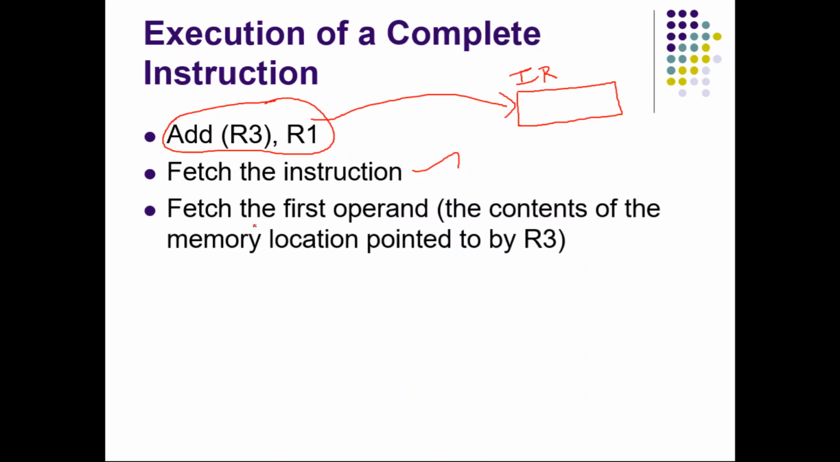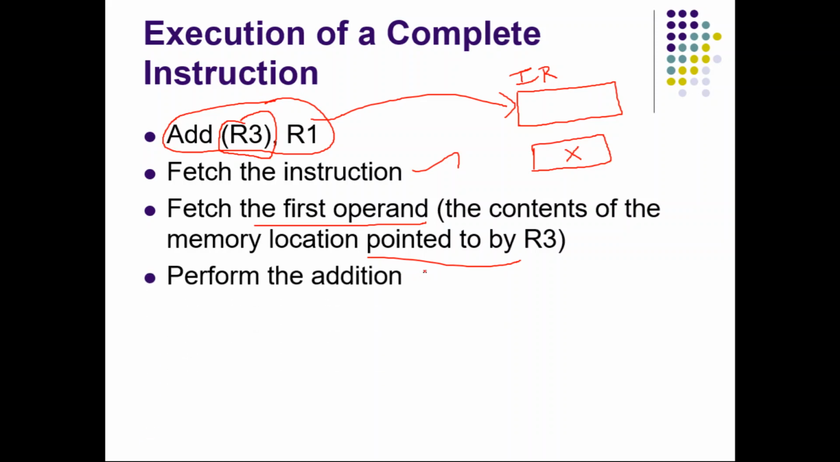Then what should we do? Fetch the first operand. What is the first operand? The first operand is actually an indirect address. So it refers to the contents of the memory location pointed to by R3. Fetch that and store it in some temporary register. In the CPU we have some temporary registers like X, Y, Z, right? In any one of those registers, the value at the location pointed to by R3 will be stored in some temporary register.